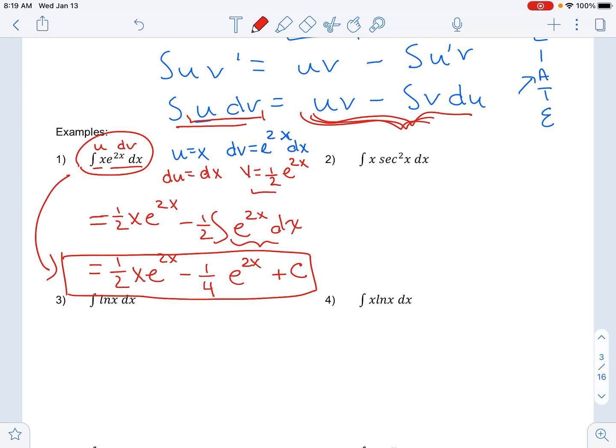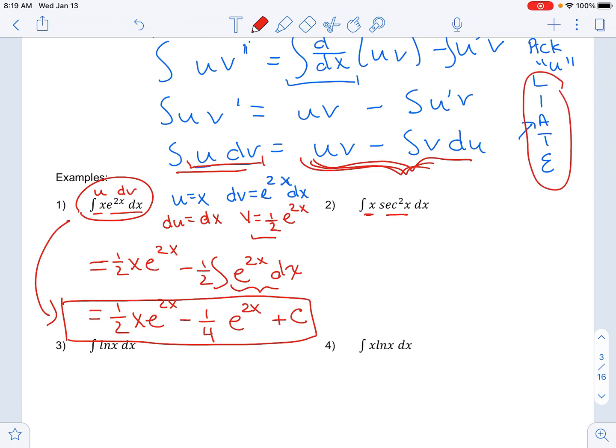Okay, let's try another one. So look at number 2. Notice again, you've got two pieces you can possibly work with. You've got x, you've got secant squared. So I'm going to use this LIAT hierarchy to figure out my u first. L is logs, there's no logs. I is inverses, there's no inverses. A is algebraic. Notice I do have an algebraic piece again, which is x. So that means everything else in the problem has to be dv, so secant squared has to be dv. So we need to figure out what du is, which is 1 dx. And the antiderivative of secant squared is going to give me tangent.